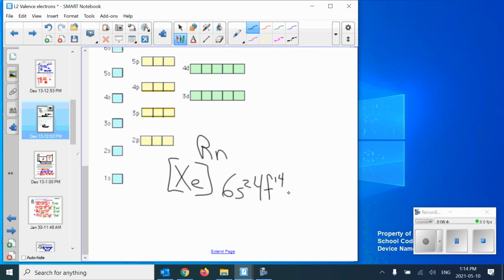Then the tedium comes back up here. I've got my D's now. And the D's only drop the number once. So instead of 6, we use a 5. D, 1, 2, 3, 4, 5, 6, 7, 8, 9, 10 up to mercury. 5 D.